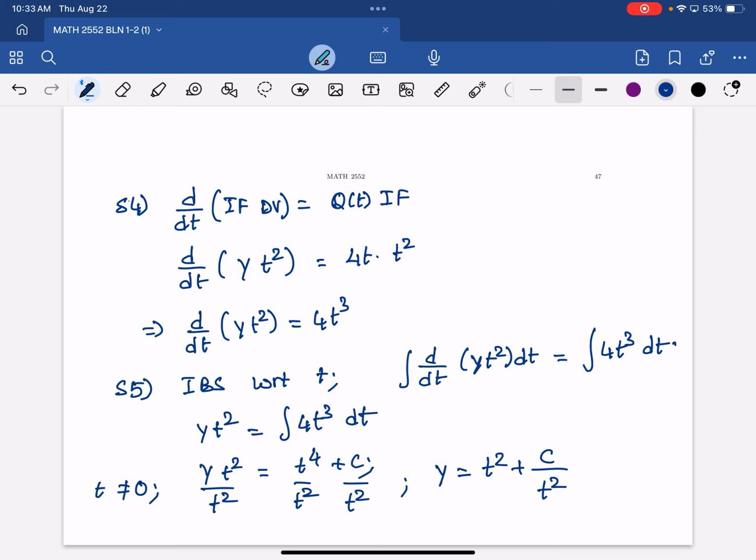You're talking too soft. Step number 4, dependent variable. In step 4, y is the dependent variable.